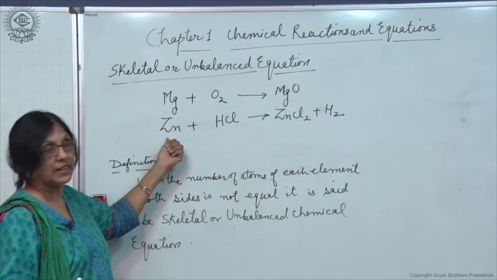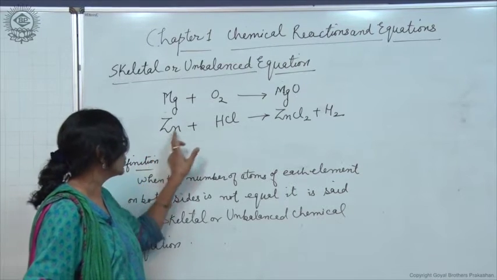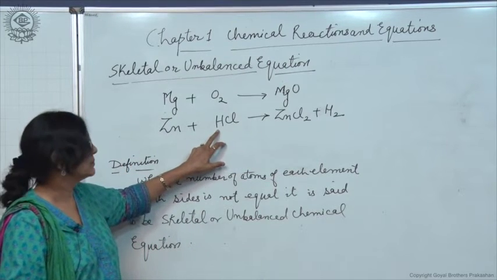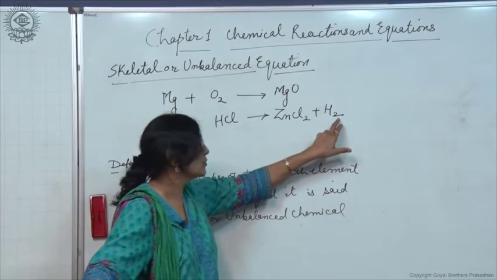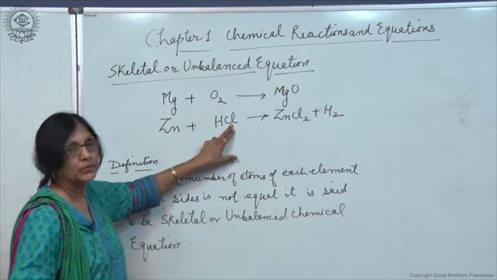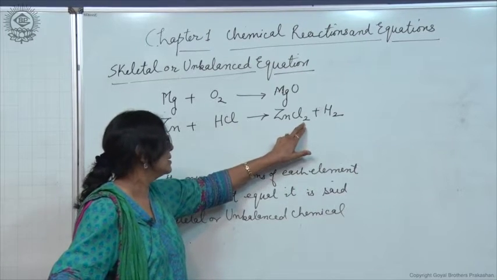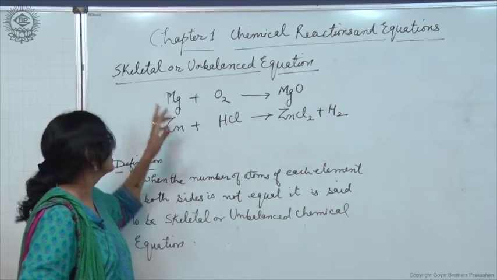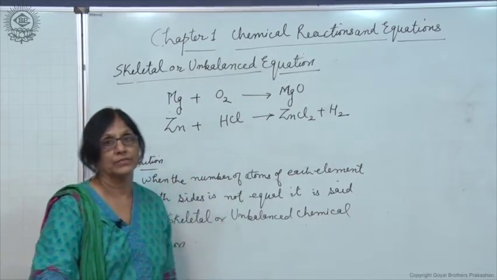Similarly, in this particular case, let us see what is the status. Zinc atoms on both sides are equal, that is equal to 1. See the hydrogen atom. Hydrogen atom on left hand side is 1 and on right hand side it is 2. So, they are unequal. See the chlorine atoms now. Chlorine atoms on left hand side is 1 and on right hand side is 2. So, this equation again is a skeletal equation or unbalanced equation.